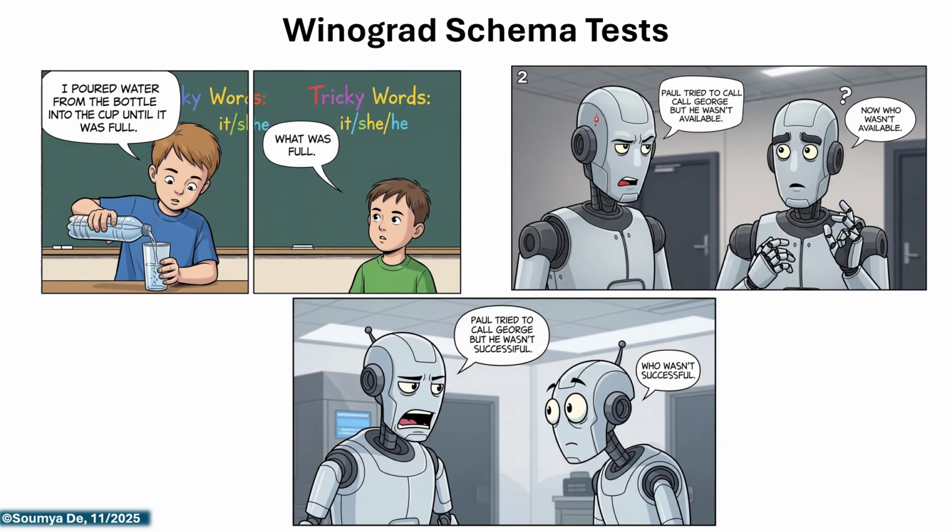Next example. Paul tried to call George, but he wasn't successful. Who wasn't successful? Paul. He is the caller. Paul tried to call George, but he wasn't available. Now who is he? George, the one being called. Same word, he, totally different meaning. And AI? It sweats bullets trying to figure this out. Good news, you can teach AI by showing it millions of examples. It slowly learns, kind of like how you learned to tie your shoes, but with more math.